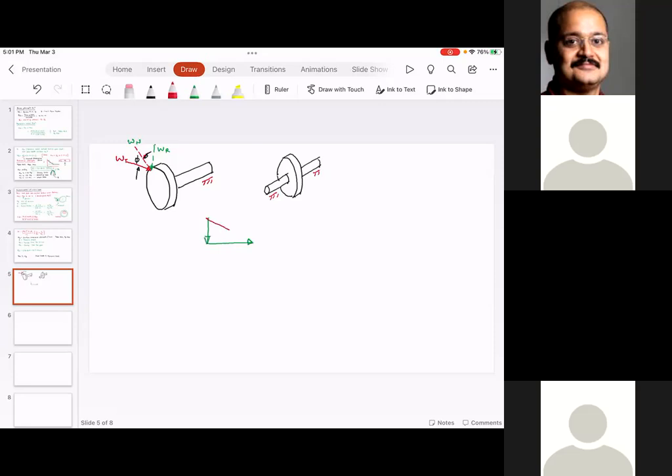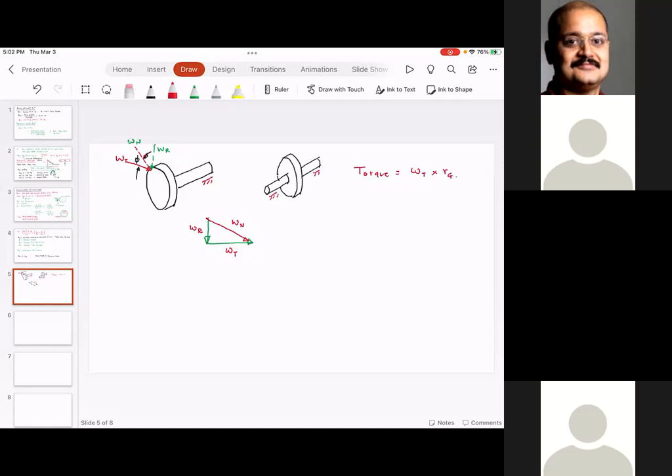This is WN, this is WT and this is WR. So on a gear, at the point of contact, you have the normal force, and the components of the normal force are the tangential force and the radial force. Now, step number 1, we know the torque. Torque is equal to the tangential force WT multiplied by the radius of the gear.